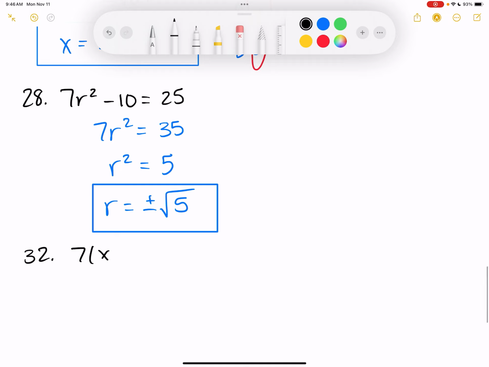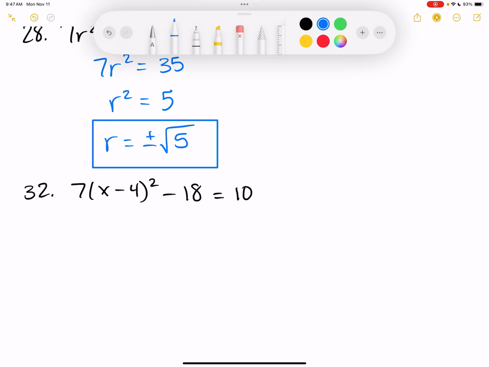Alright, 32. 7 times x minus 4 squared minus 18 equals 10. Do we have to do the weird factor thing that we did before? No, we're just solving for x. So I need to get x by itself. What do I need to do first? Add 18. 7 times x minus 4 squared equals 28. Now what? Divide by 7. So x minus 4 squared equals 4.